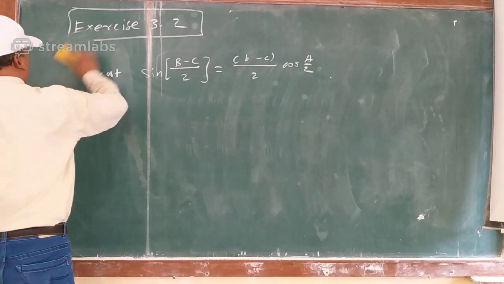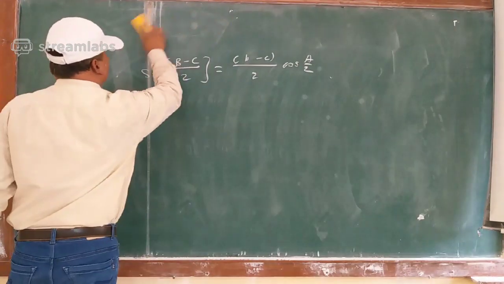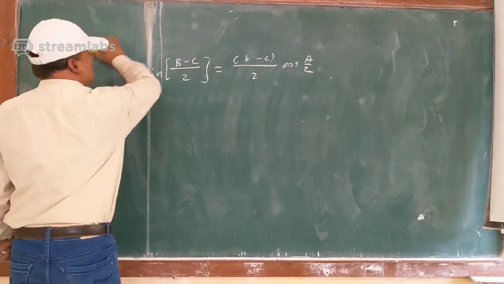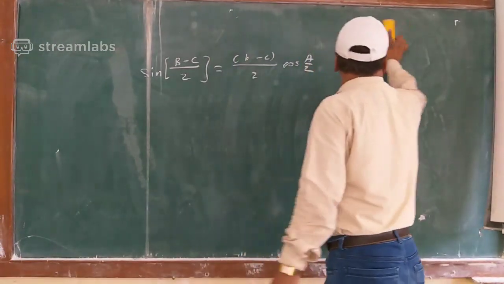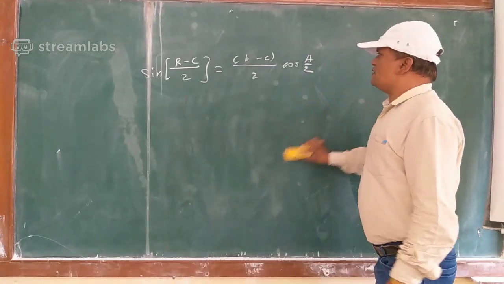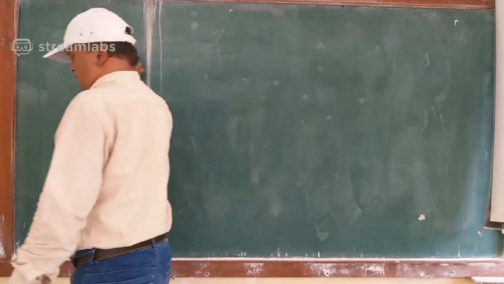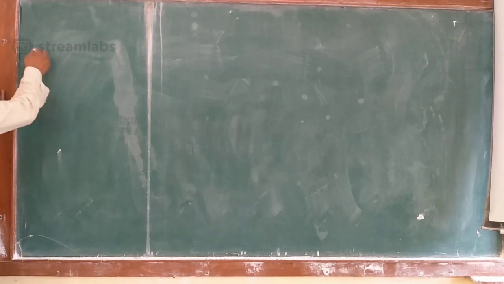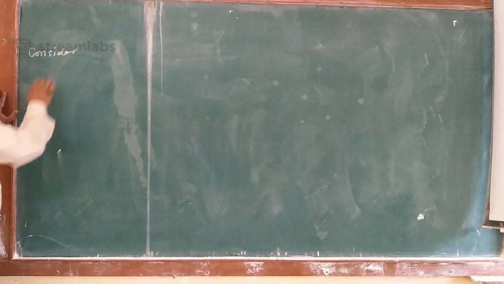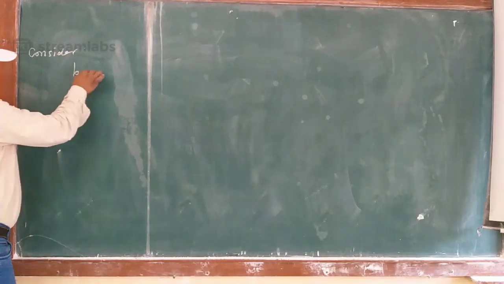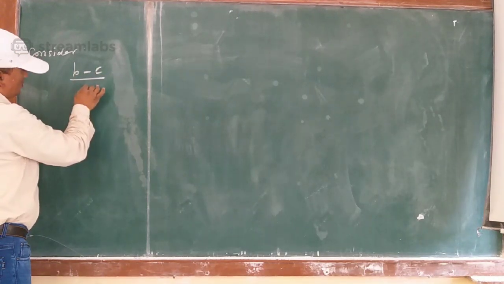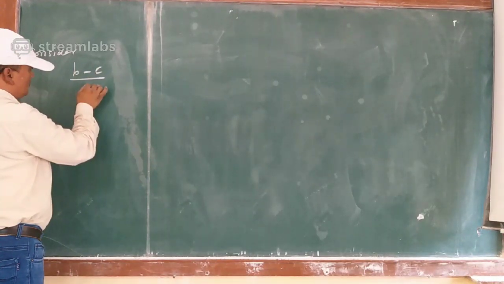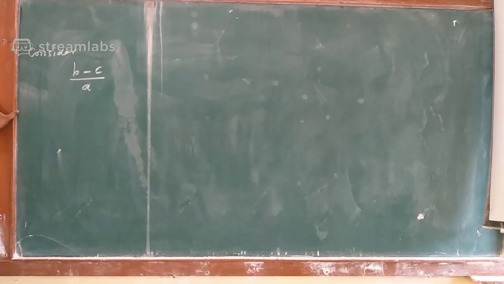So see, by Napier's formula. If we had completed Napier's formula in the previous lecture, remember, as in Napier's formula, we are going to solve this. Okay? So consider (b minus c) upon a.